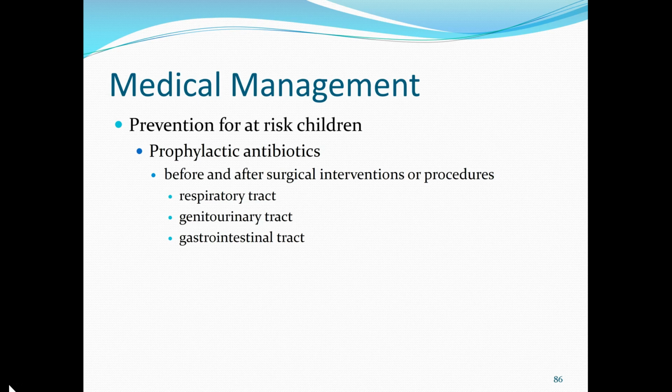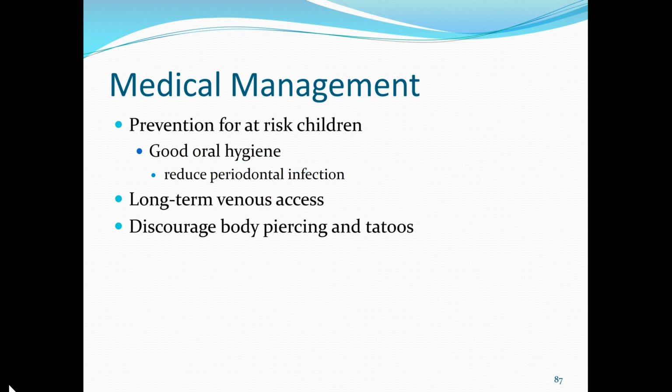You're going to want to prevent it for at-risk children, like the ones that we talked about earlier. You're going to want to do prophylactic antibiotics before and after any surgical interventions or procedures on these areas, because those are the ones that lead to the most common bacteria that cause this endocarditis. Also, you're going to want to do good oral hygiene, which is going to reduce periodontal infection. So you're going to want to give antibiotics before they go to the dentist for those at-risk children.